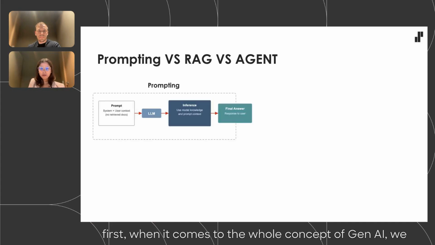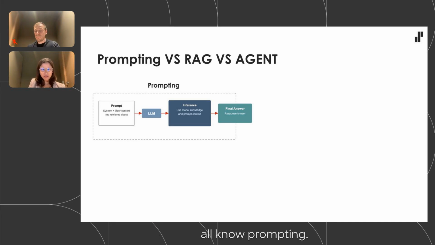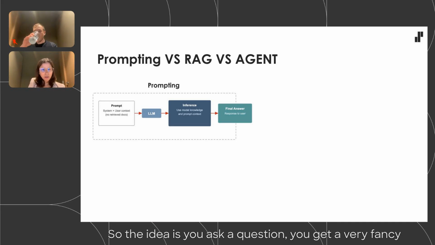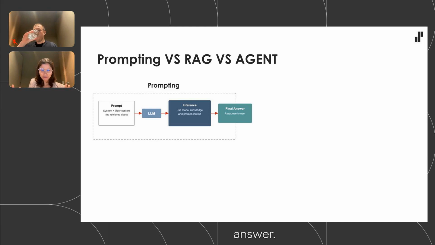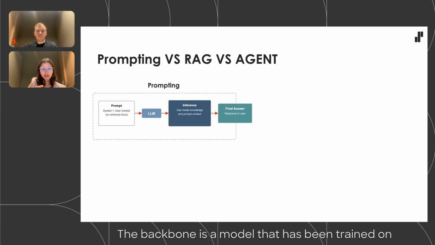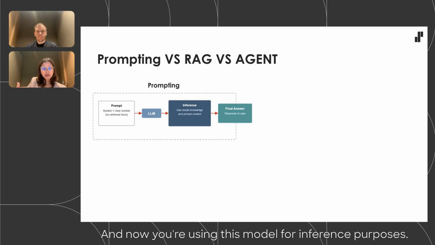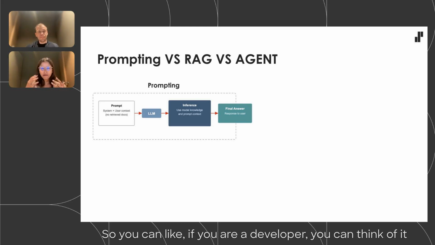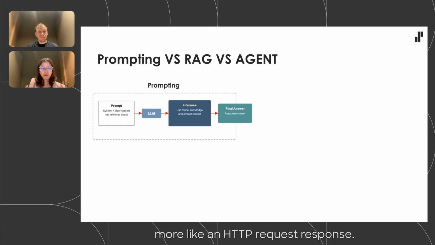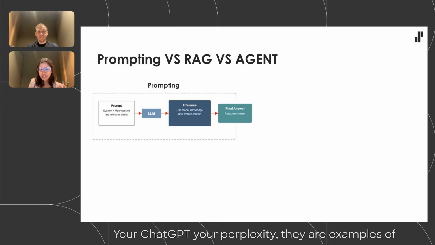First, when it comes to the whole concept of Gen AI, we all know prompting. The idea is you ask a question, you get a very fancy answer. The backbone is a model that has been trained on a massive data set, and now you're using this model for inference purposes. If you are a developer, you can think of it more like an HTTP request-response. ChatGPT and Perplexity are examples of prompting.